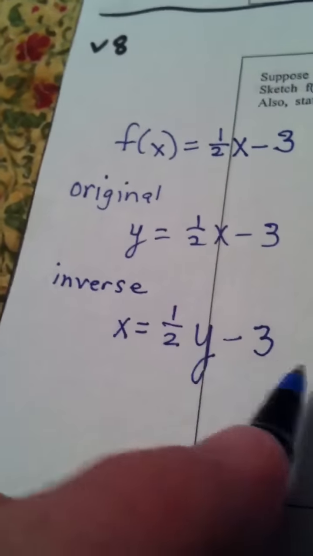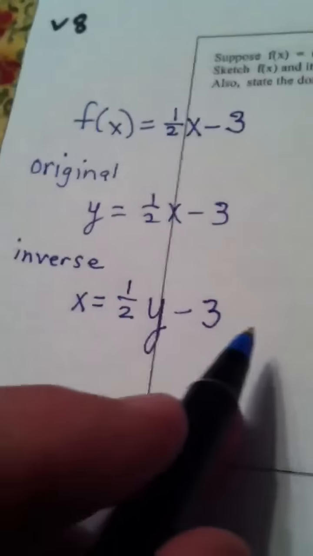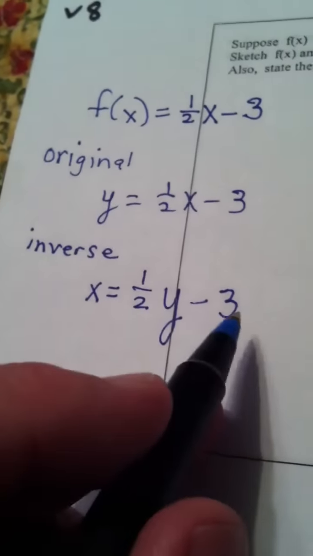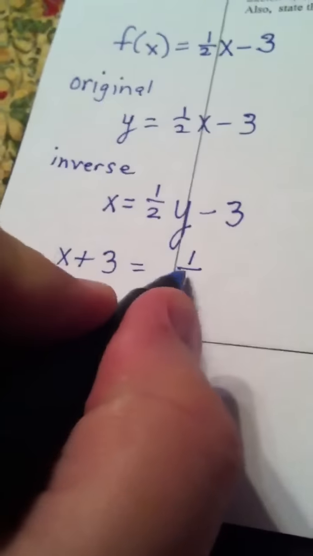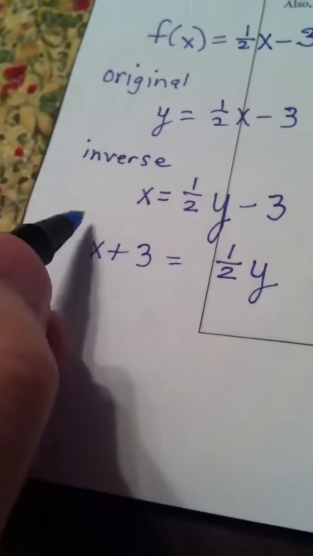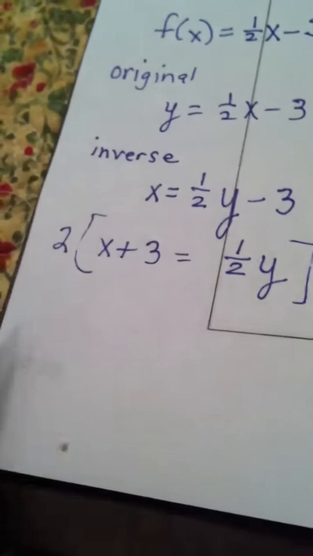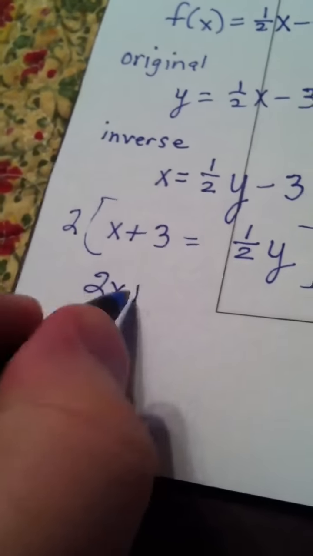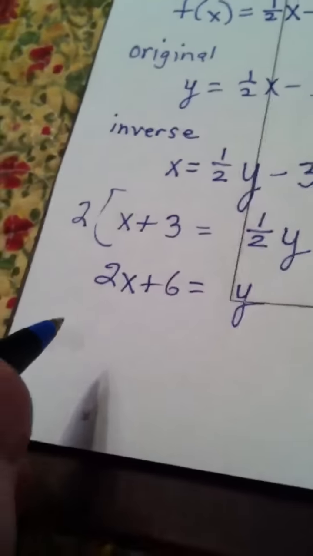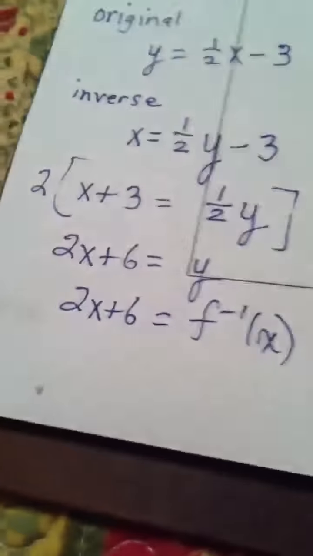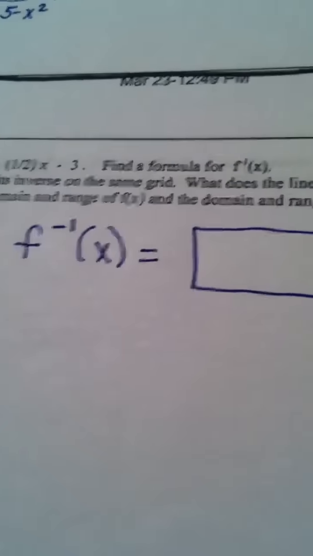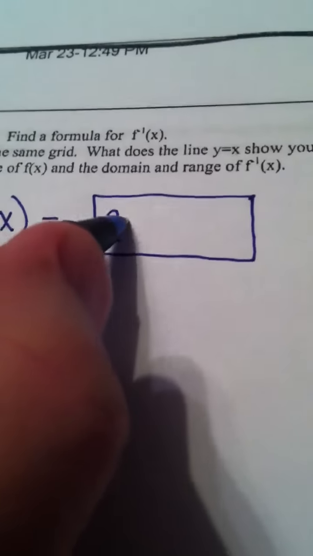And what we do now to get this is the inverse, but what we do to write it in the correct format as a function is solve for y. Me personally, I would add 3. X plus 3 equals 1/2 y. And then I would multiply everything through by 2. That would give me 2x plus 6 is equal to y. And that y is actually f inverse because it was the inverse function. So f inverse is 2x plus 6.